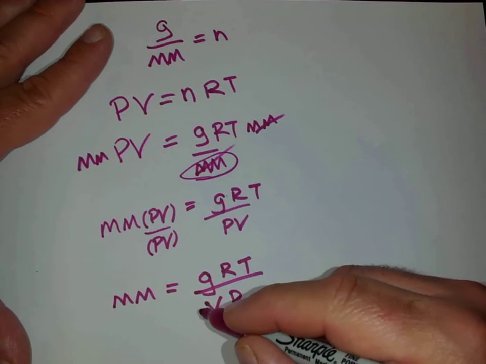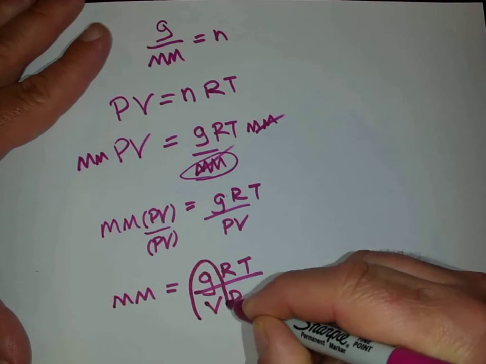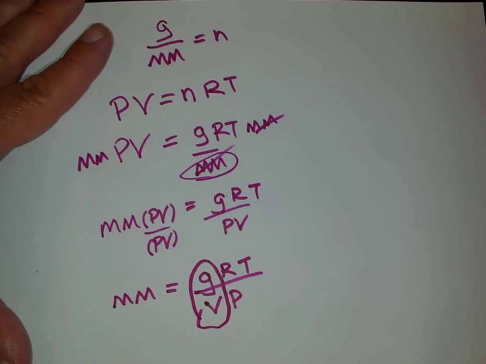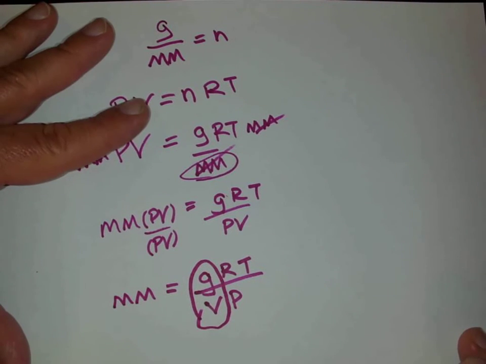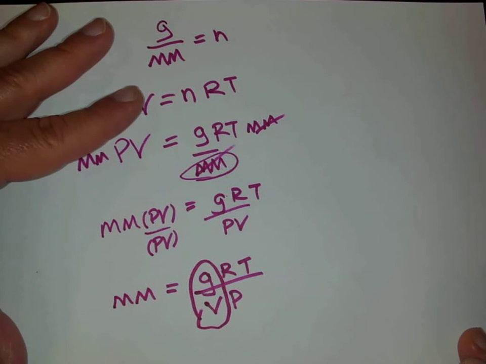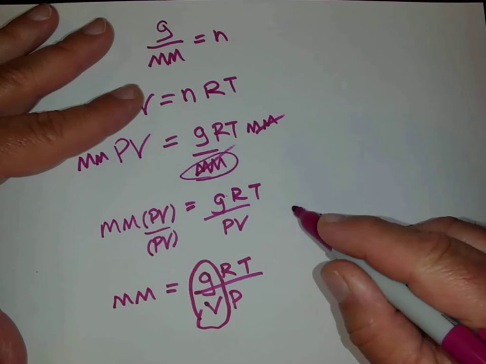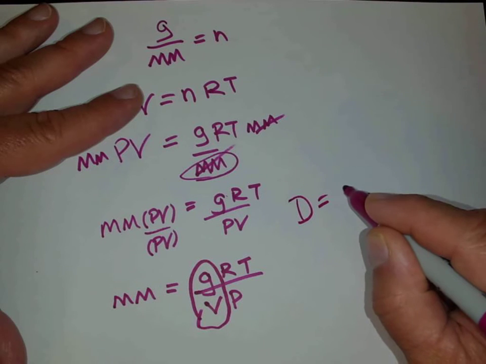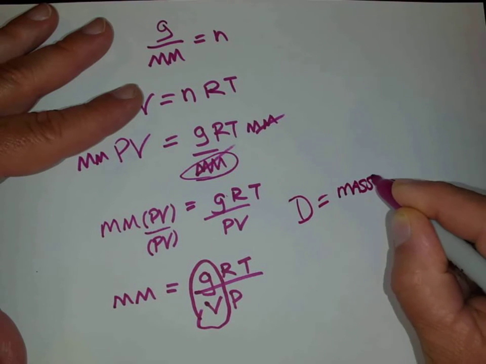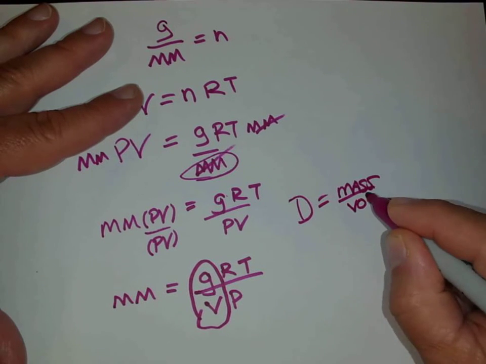Now, if you notice, I did that for a reason. Grams divided by a volume. All right, you're going to have to think back a minute. What does grams divided by a volume represent? You're all trying to scratch your head. I'll give you a hint. It begins with D. Yes, density. Remember? Density is a mass unit divided by a volume.